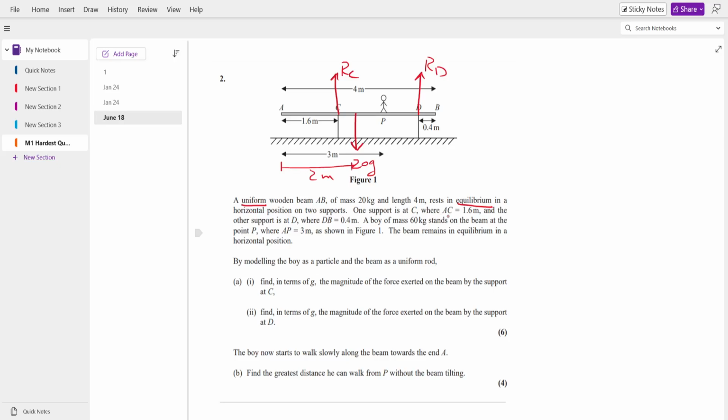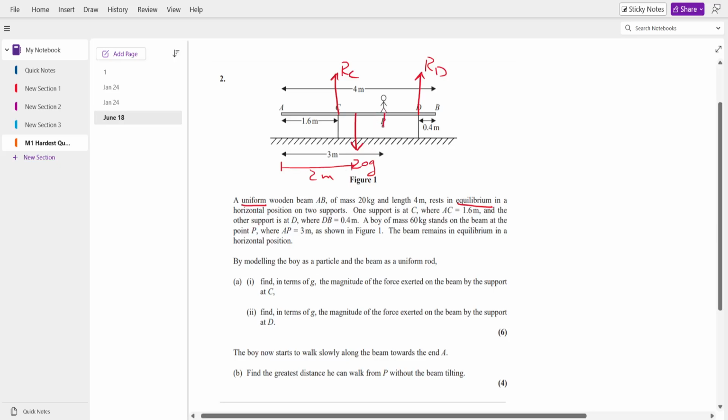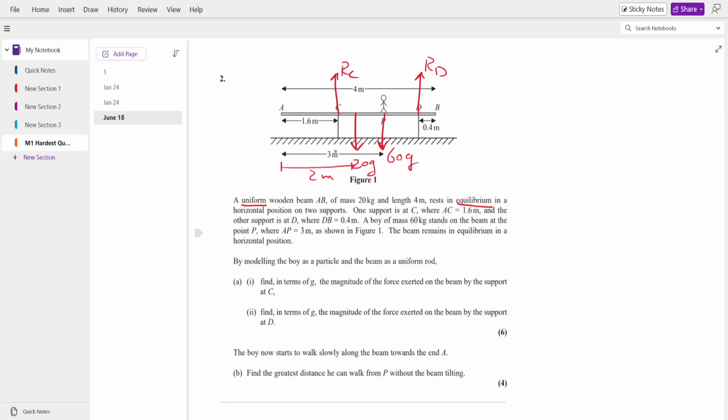One support is at C where AC is 1.6 meters, and the other support is D where DB is 0.4 meters. A boy of mass 60 kilograms stands on the beam at the point P. So this is a point P. We know that this boy has a weight of 60G, and stands where AP is 3 meters, so the distance from A to P is 3 meters, and the beam remains in equilibrium in a horizontal position.